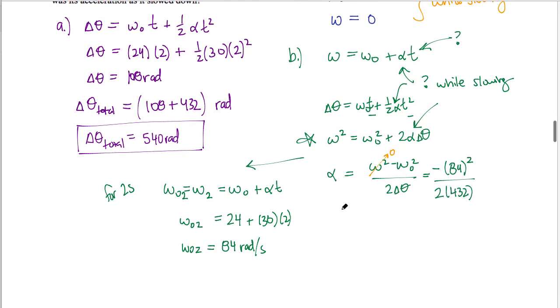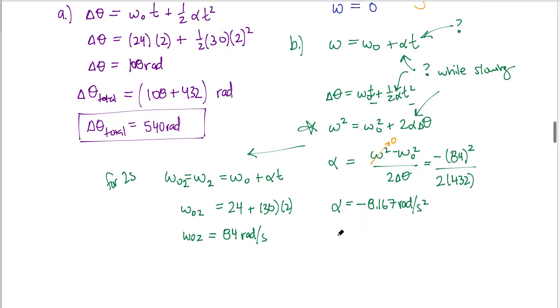So just in case you got lost in this, we're doing this in 2 parts. This is the first 2 seconds again to get the initial speed at the 2-second mark. And then from there, it slows down at some constant rate, we're assuming. So my angular acceleration ends up being negative 8.167 radians per second squared. And now I can go into one of my previous equations and find that time.